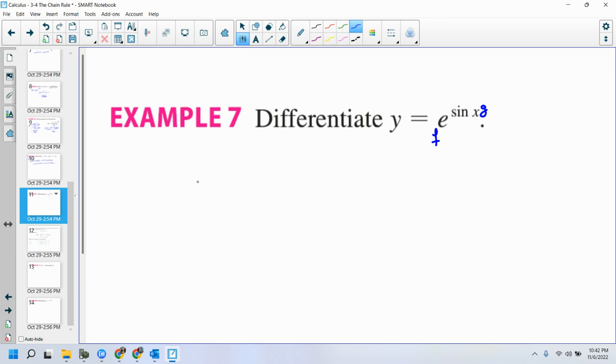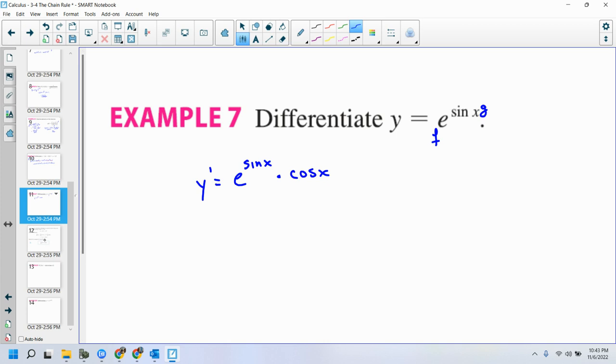Okay, so y prime is going to be, well, the derivative of f, which is e to the something. The derivative of e to the something is e to that something. So e to the sine x, derivative of e to the x is e to the x, times the derivative of sine x, cosine x. And that's it. E to the sine x times cosine x.